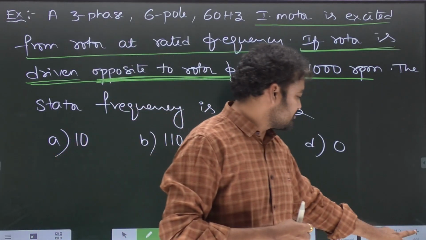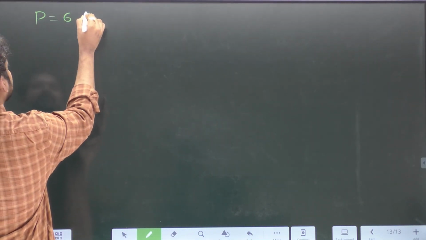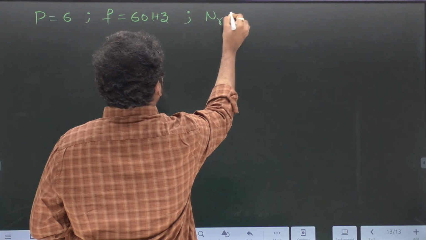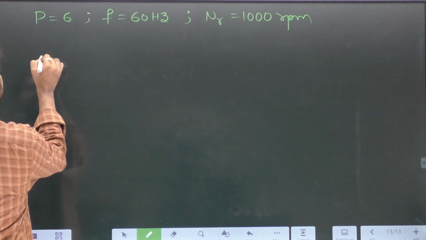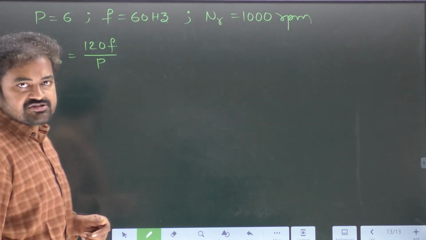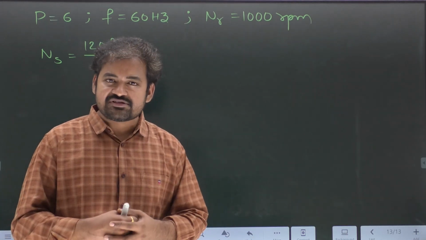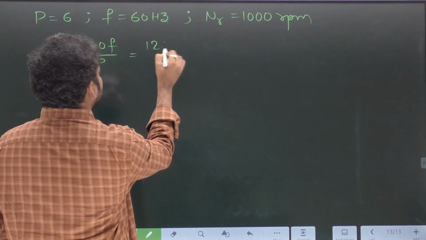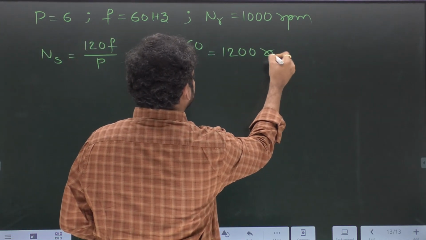All right, let's try to answer the question. First, understand what data was given. The machine has 6 poles. Supply frequency to the rotor is 60 Hz. And the machine was driven at 1000 RPM. So calculate the synchronous speed first. Ns is equal to 120 F by P, where F is nothing but the supply frequency. And here, is the supply frequency the stator frequency or the rotor frequency? Rotor frequency. That's why we are getting the rotor field speed. So if I substitute the data, 120 into supply frequency 60 by 6 poles, this is 1200 RPM.